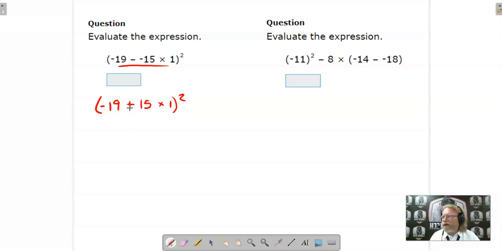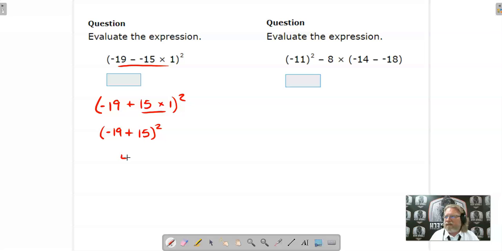So it looks like I've got addition and multiplication. So let's do this part first. So I'm at -19 and bring that down. Plus 15 times 1 is 15. Bring down my square, don't forget it. Then -19 plus 15. So I'm adding a negative and a positive number. So let's actually subtract them.